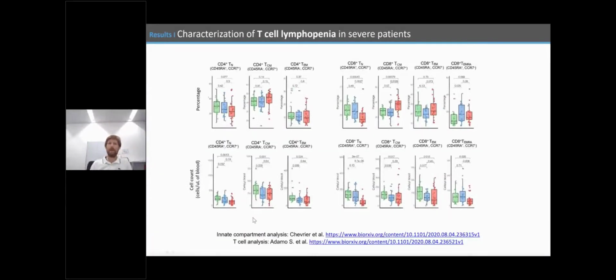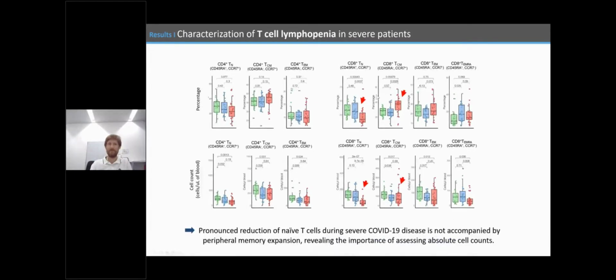So then I just want to show you on a few slides some of the analyses we performed on the T cell side. And here it was striking to see that for the naive CD8 positive T cells, when we looked at the percentage versus disease severity, there was a marked reduction. And also when we looked at the absolute cell count, we saw a strong reduction. We then saw for the central memory cells an expansion when we only looked at the percentage, but we did not really see that when we looked at the absolute cell count.